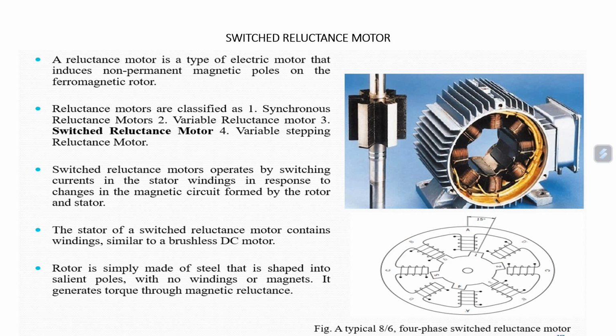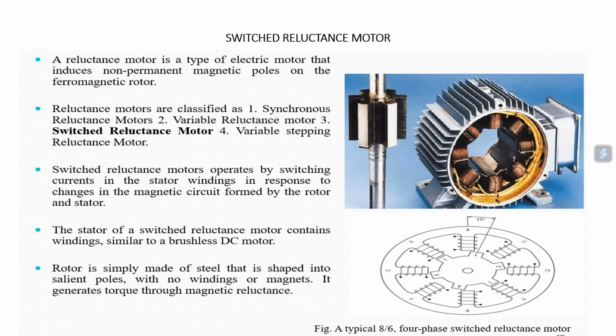So first of all, what is the switch reluctance motor? A reluctance motor is a type of electric motor that induces non-permanent magnetic poles on the ferromagnetic rotor. These reluctance motors are classified into four types: synchronous reluctance motor, variable reluctance motor, switch reluctance motor, and variable stepping reluctance motor. Among these, the switch reluctance motor operates by switching current in the stator winding in response to the changes in the magnetic circuit formed by the rotor and stator.